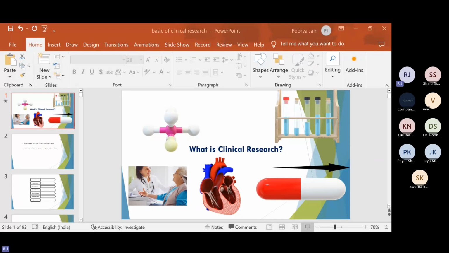Now we have learned about two things: discovery and preclinical stage of development. Okay. Now the drug molecules will enter into the clinical stage of development.